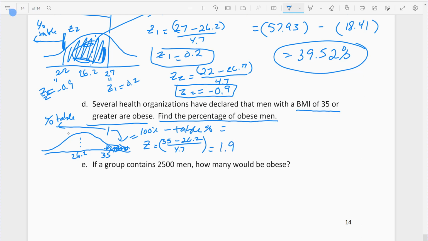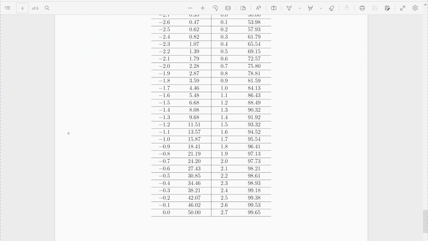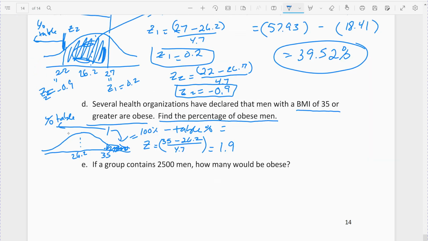And so that's the table value we're going to look up. So 1.9. That's going to give us the percent below 1.9, which is a big percentage, 97.13, so most are below that. So the table value is 97.13%. 97.13 if you can't read that. And so to find our actual value, though, we take 100% minus the 97.13. So 97.13% of men have a BMI less than that.